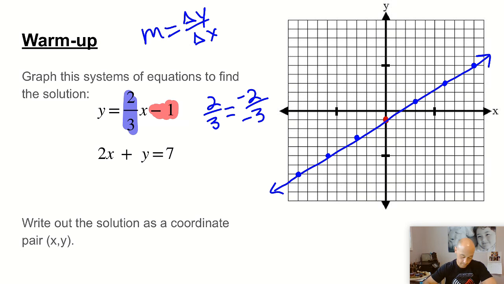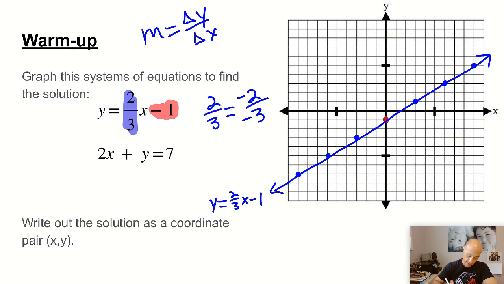And there it is. I could also do something nice. I could say, hey, that's y equals 2/3 x minus 1. All right, so that's that equation. The other equation, let's see, it's not written in y equals mx plus b form, but I could easily write it in y equals mx plus b form.